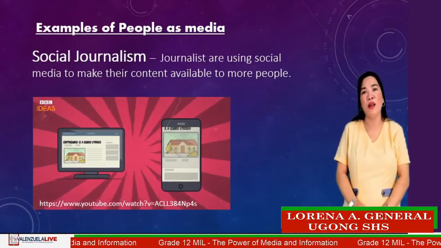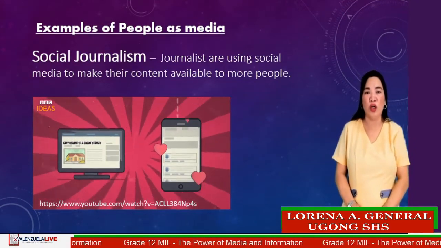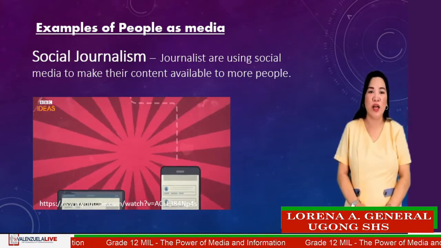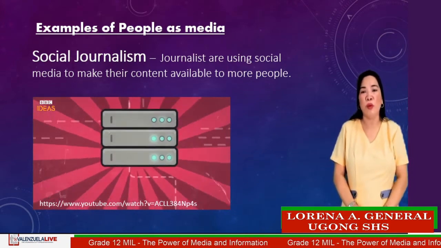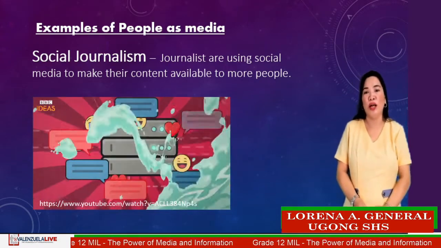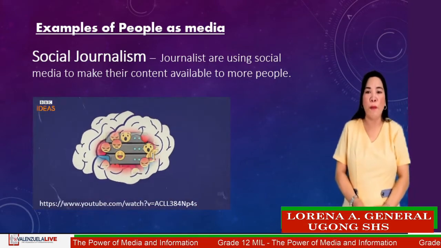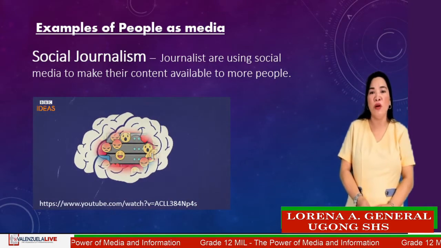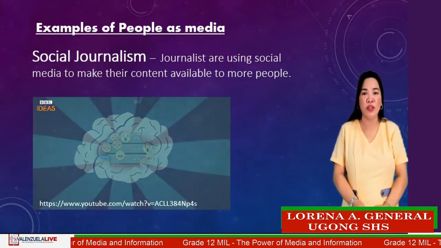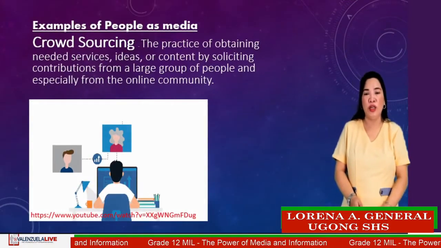Another example of people as media is what we call social journalism. Journalists are using social media to make their content available to more people. Social journalism consists of a hybrid of professional journalism, contributor, and reader content. So we have again what we call social journalism.